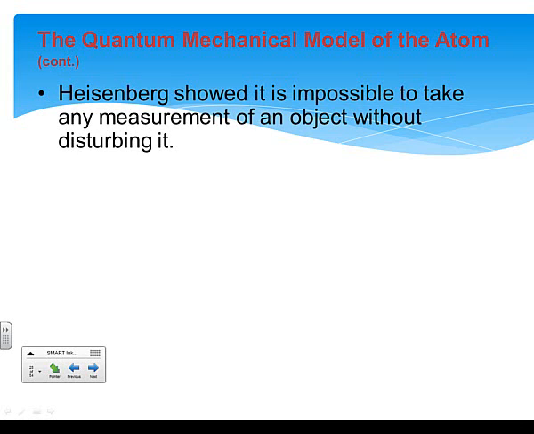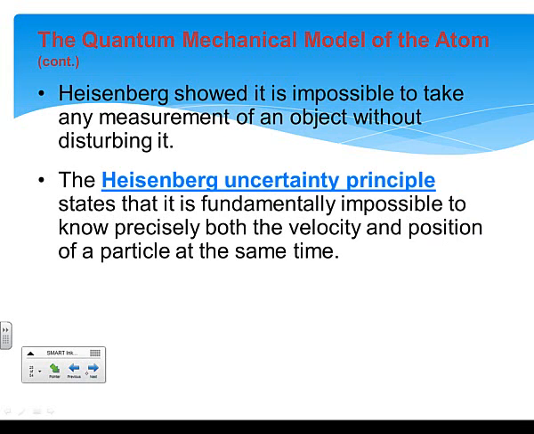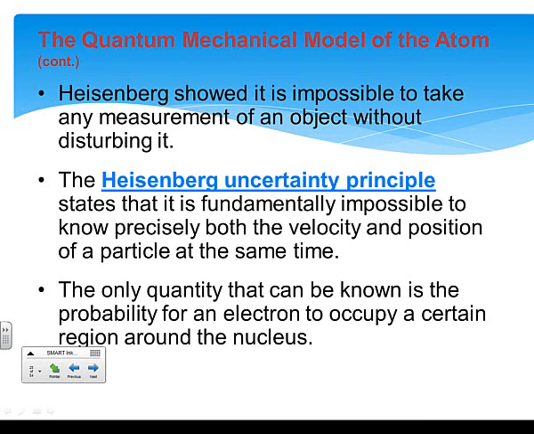Then another contributor, whose last name was Heisenberg, showed us that it's impossible to take any measurement of an object without disturbing it, and that it's impossible to know precisely the velocity and the position of a particle at the same time. The only quantity that can be known is the probability for an electron to occupy a certain region around the nucleus. So when we say that an electron is in an s orbital or a p orbital, which you're going to learn about shortly, it's really only the probability that it is in there, and that's according to Heisenberg.